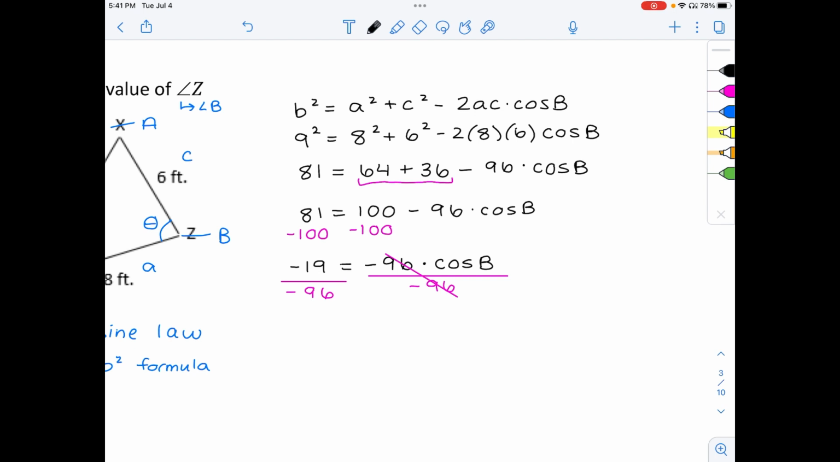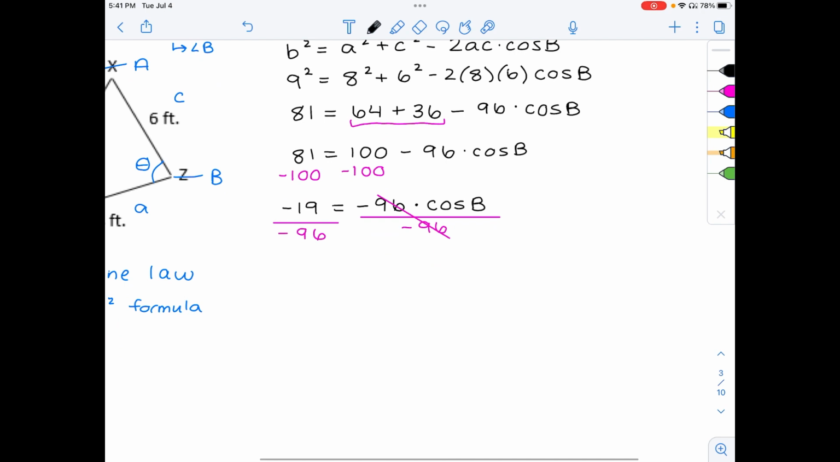Sometimes the answer that you have there, like when we did this step and subtracted, will be a positive, so you'll have positive divided by negative is a negative. Just make sure you're typing it in correctly on your calculator and paying close attention to the signs. If we do that, we get positive 0.1979. I'm keeping the whole number on my calculator, but I'm just going to write it to 4 decimal places. And that is equal to the cosine of B.